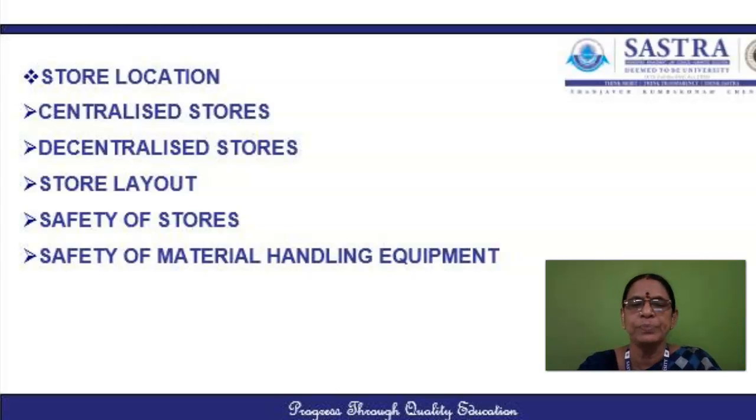inside the storeroom. The store's area should be equipped with handling equipment such as cranes, lifts, hoists and weighing scales. So these are all the major principles of a store location and layout.